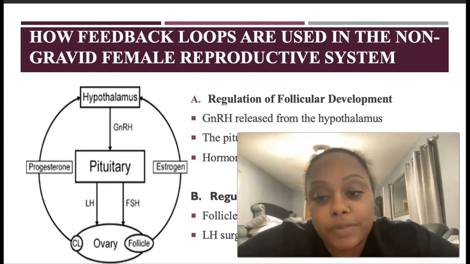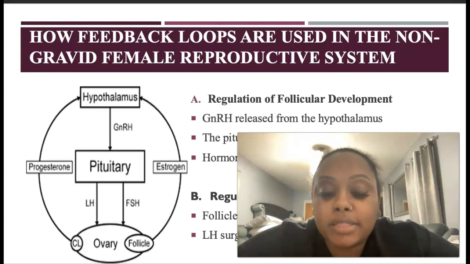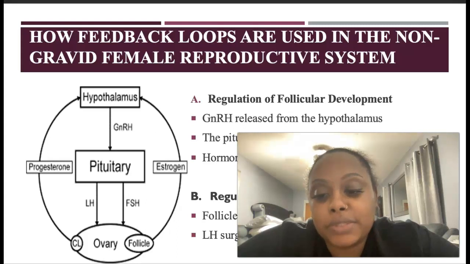B. The regulation of ovulation. As the follicles mature, they produce estrogen, which stimulates the production of LH. The surge of LH triggers ovulation, which is the release of the egg cell from the follicle. In addition, it causes the growth of the endometrium, an organ that lines the uterus.